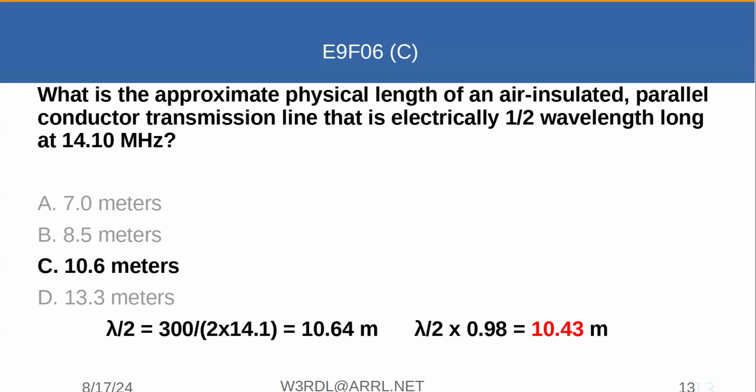But once you get used to operating on the different bands, you remember what frequency is what band and so forth. Yeah, that'd be nice. Yeah. It's like learning Morse code. It takes practice.